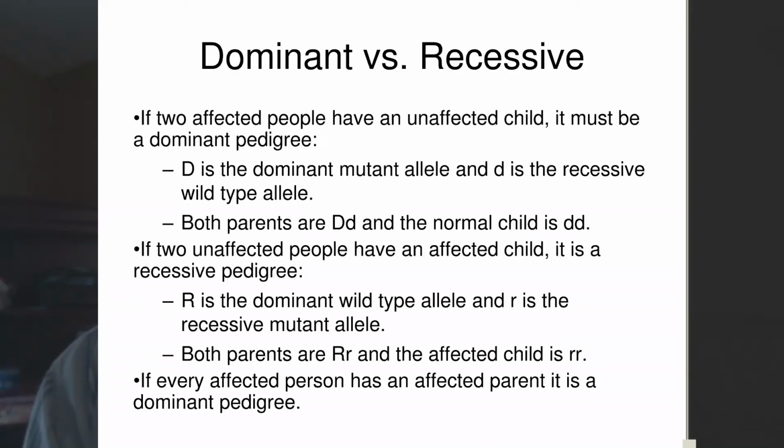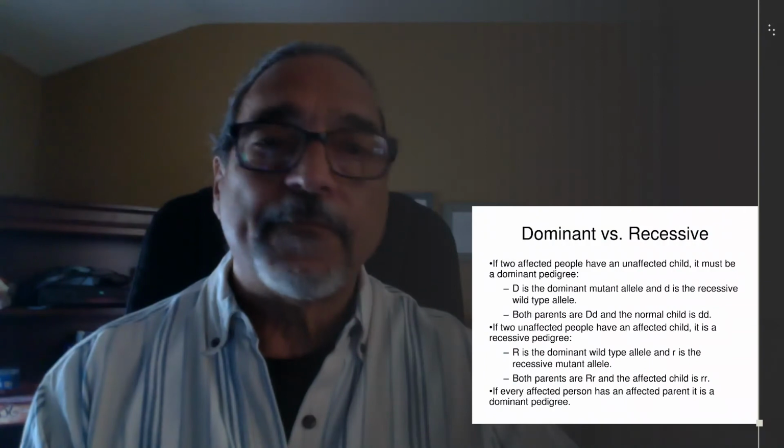Now, of course, another possibility in thinking about a dominant pedigree is this key element. It is not always true, but often true, if every affected person has an affected parent. So you look at a pedigree, the bigger the pedigree, the more true this is. If every affected person has an affected parent, it is a dominant pedigree.